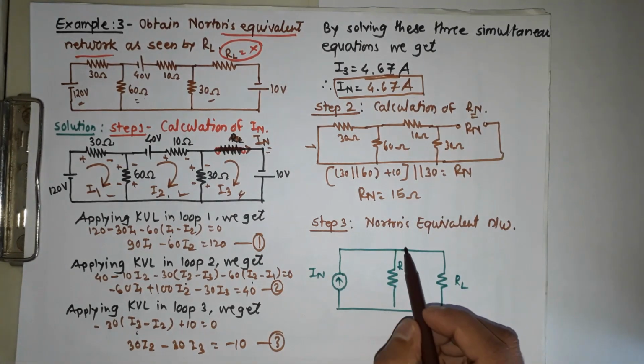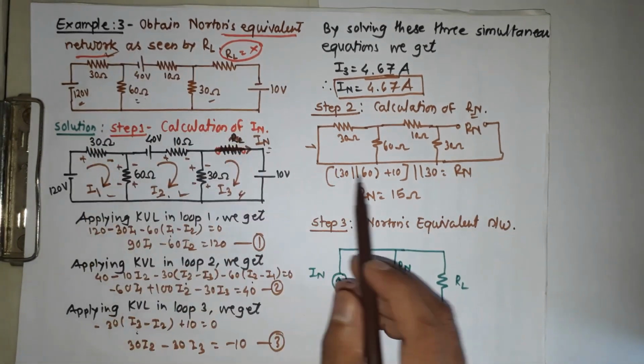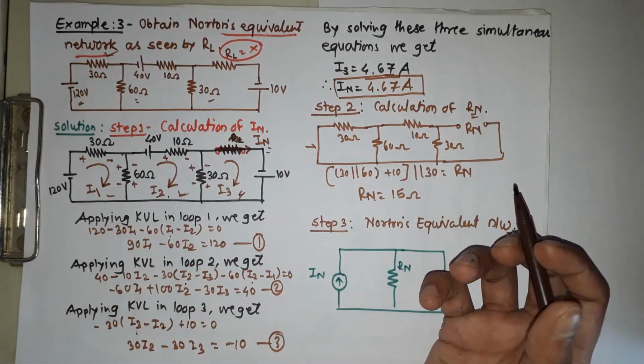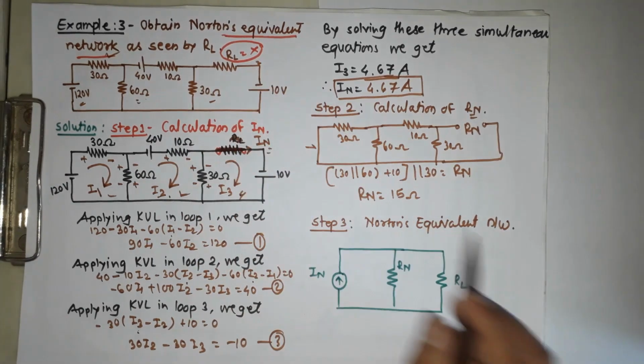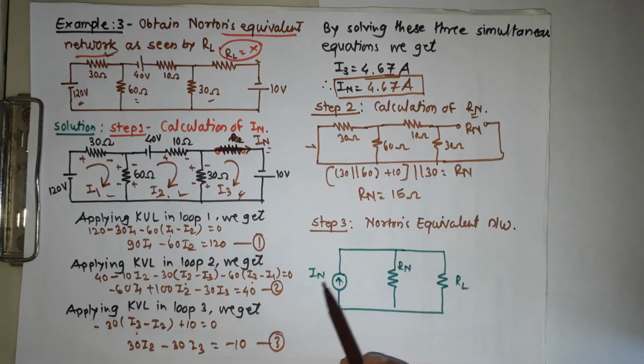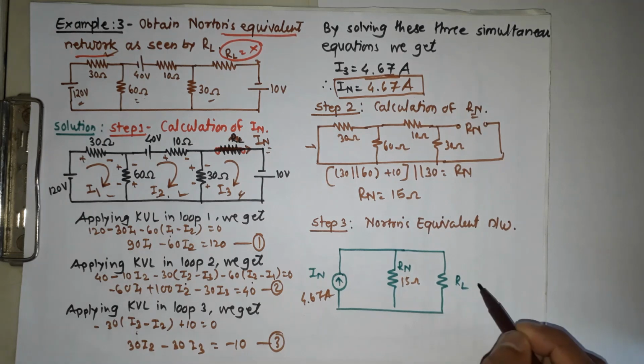Then the next step is finding the Norton's equivalent network. Actually we are finding the load current, but here we have to only find the equivalent network because RL is not given. So we are replacing it with IN parallel with RN parallel with RL. So IN we found here is 4.67 ampere, RN is 15 ohm, and RL is not given, so as it is. So this is the final answer for the Norton's equivalent network. Thank you.